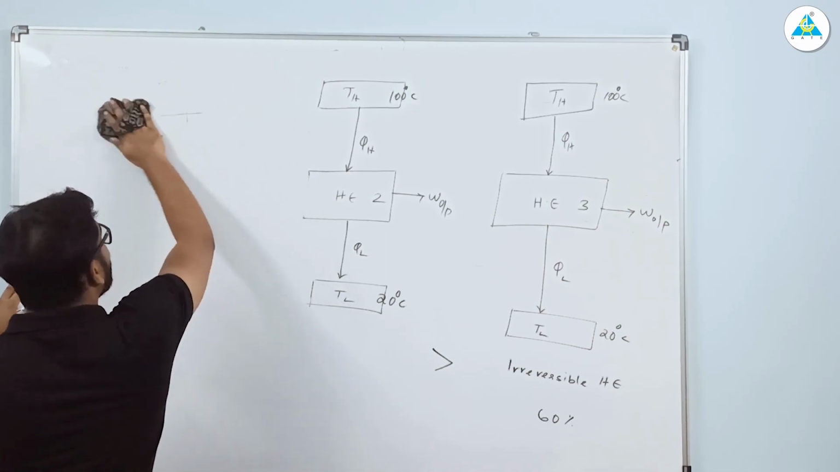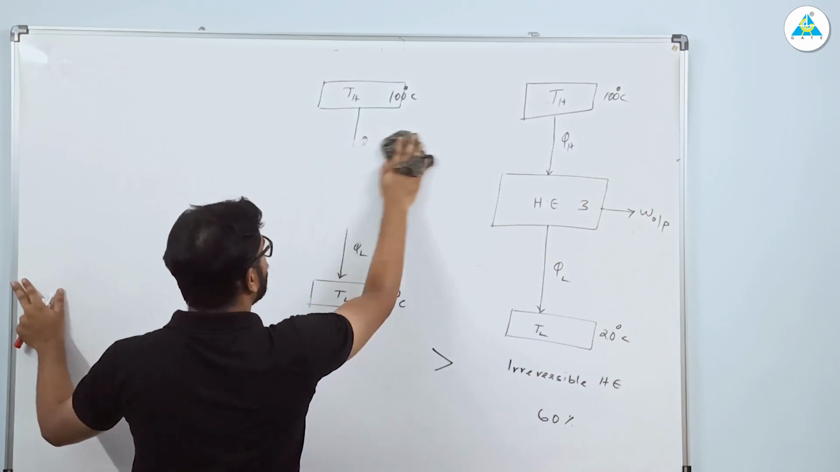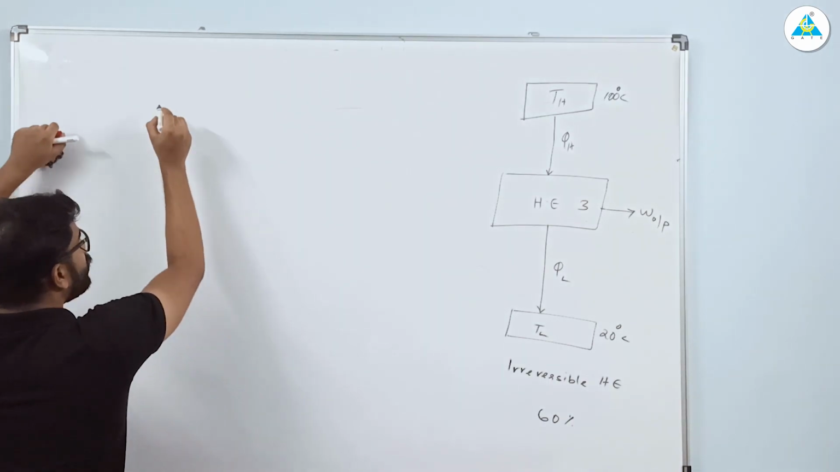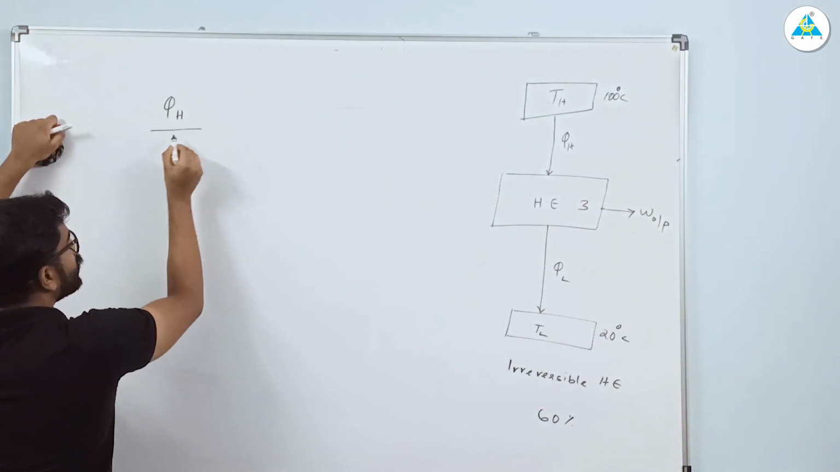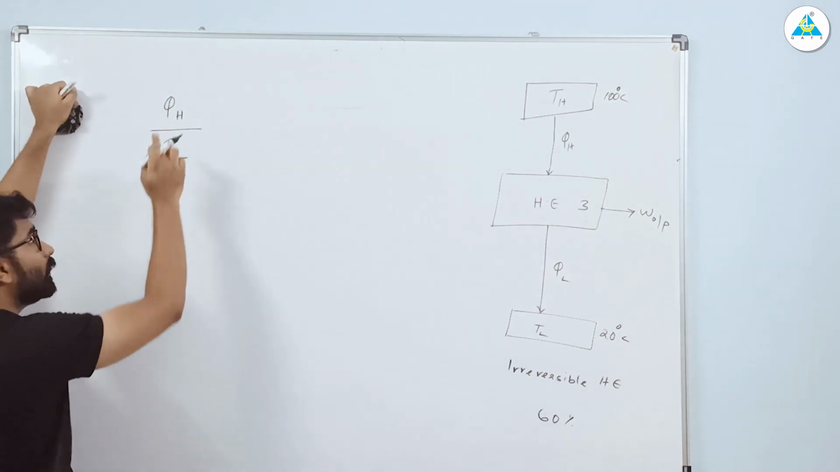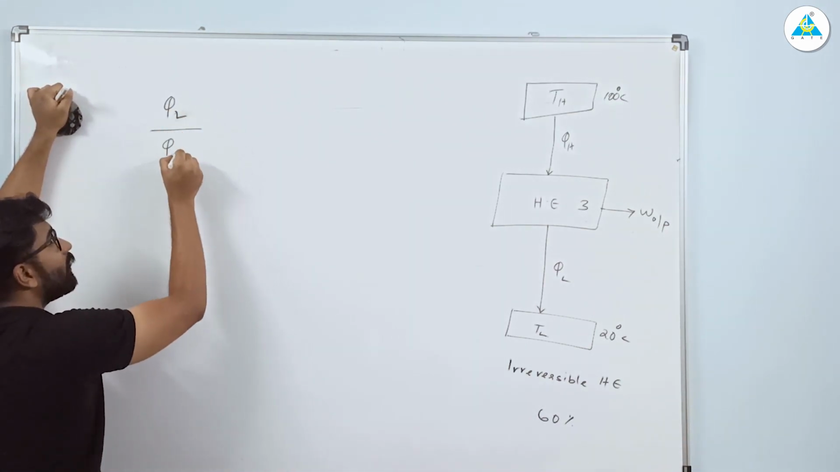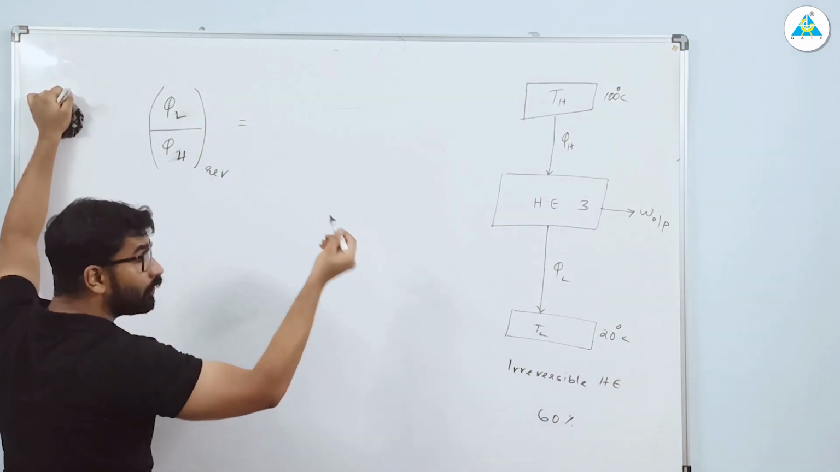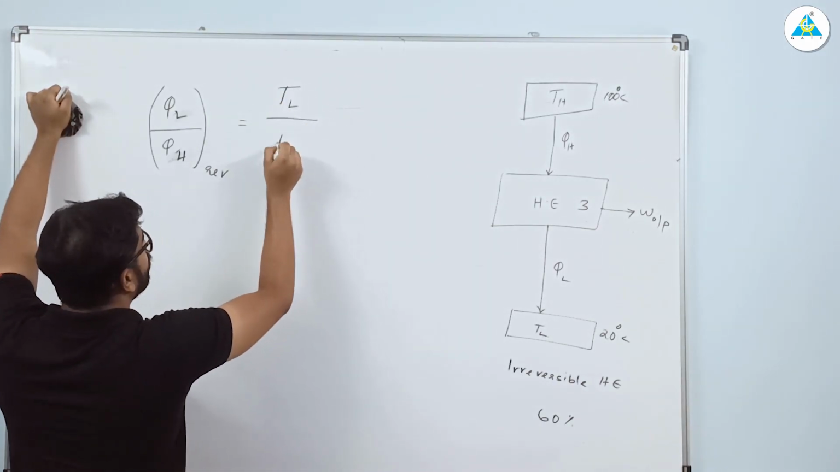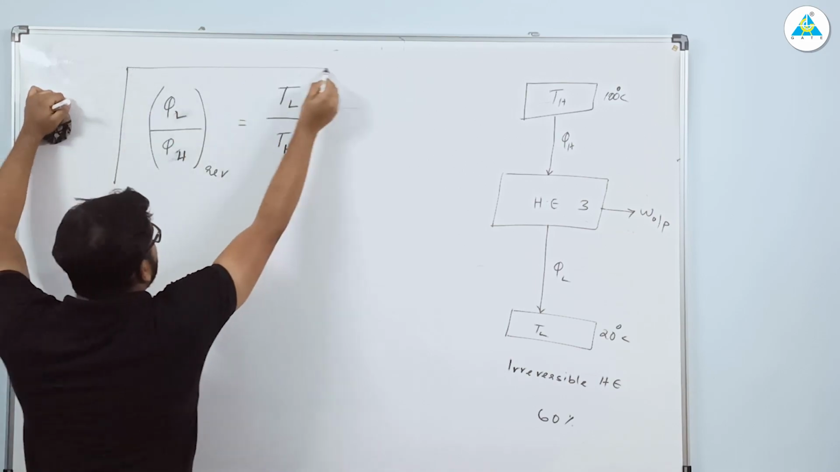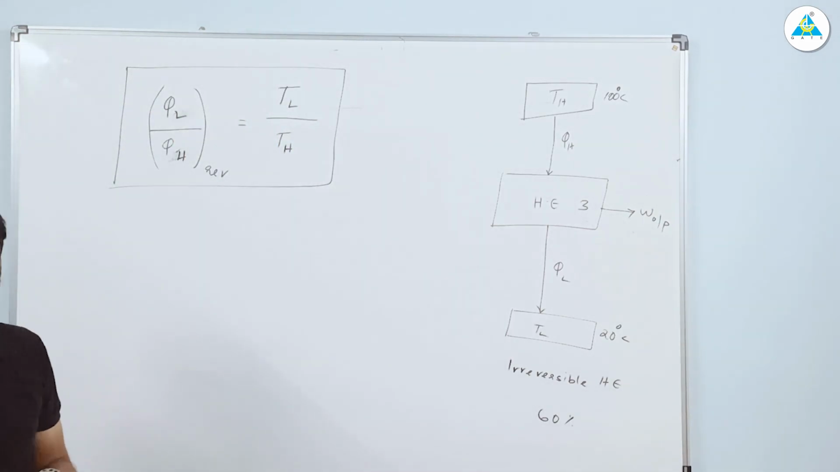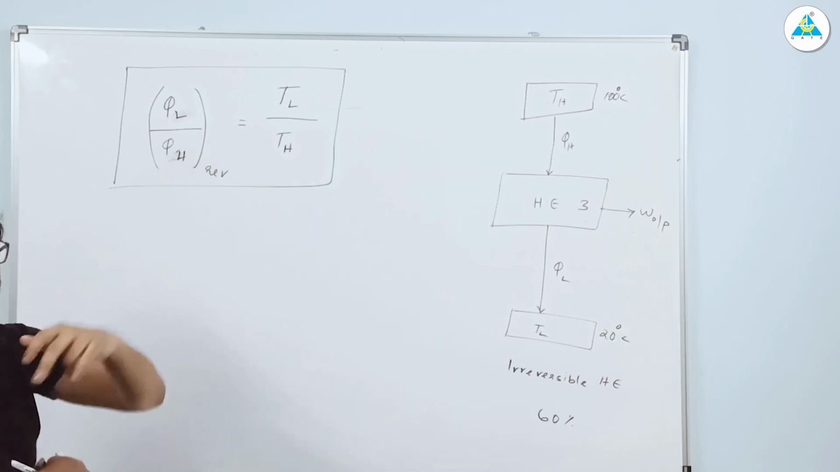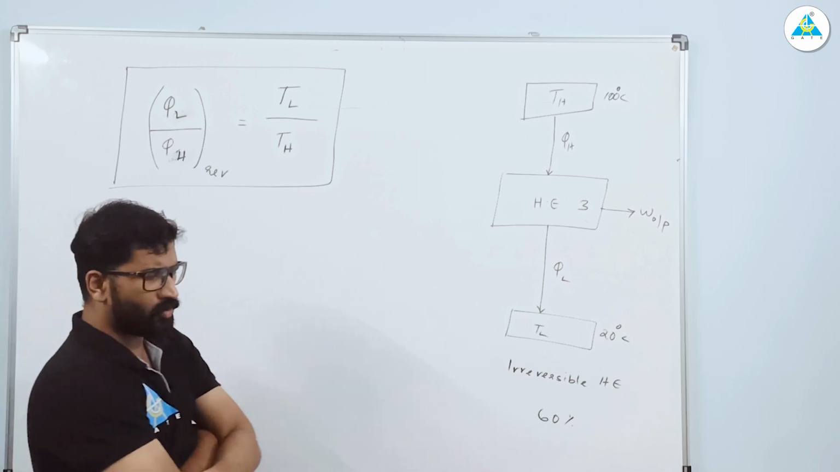If you have a reversible heat engine or any reversible cyclic device, we are allowed to substitute QL by QH with TL by TH. For any reversible process, for all reversible cycles, even if it is a Carnot cycle, QL by QH can be substituted as TL by TH.